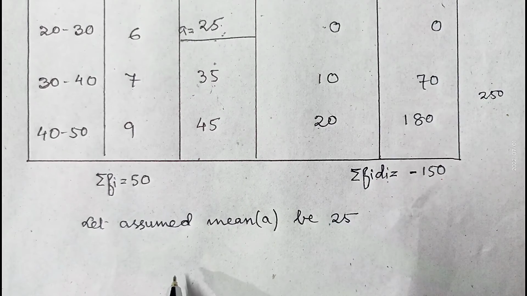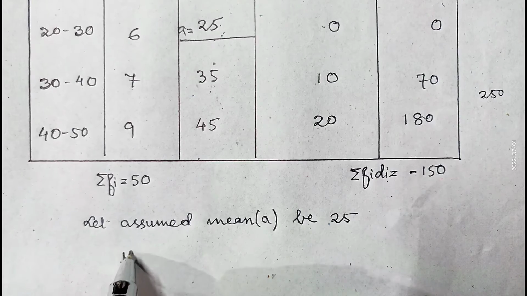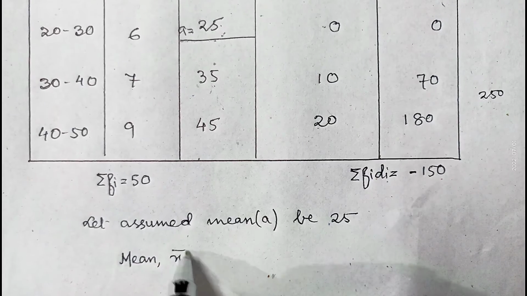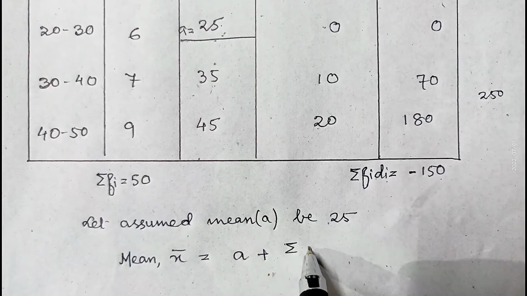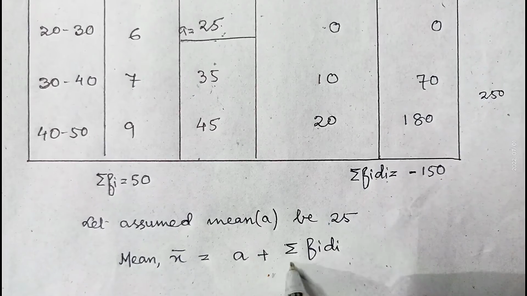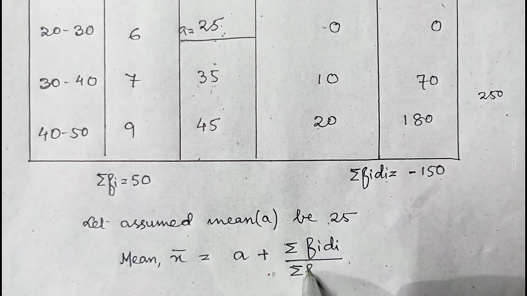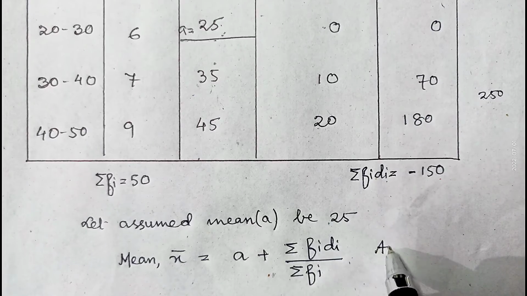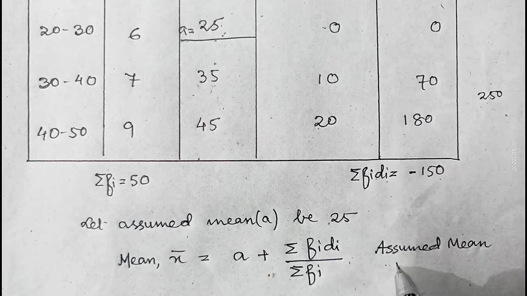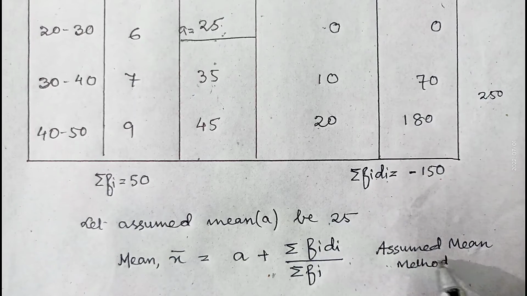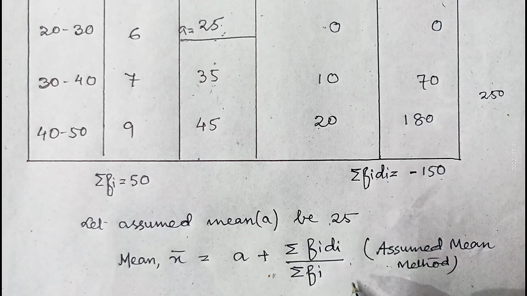Now using the formula we can calculate mean. Here mean symbol is x bar equals a plus summation fi di divided by summation of fi. In the bracket you should write assumed mean method. As I told you, there are 3 methods by which mean can be calculated. First one is direct method, second one is assume mean method, and third one is step deviation method. And here this formula is used in case of assume mean method.